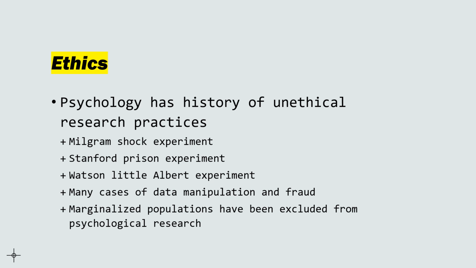Every time the confederate gets it wrong, they're supposed to amp up the voltage, higher and higher. Again, the confederate is not actually being shocked, but the participant doesn't know that, because the confederate is a trained actor who acts like they're being shocked, acts like they're in pain. They're supposed to ramp it up, at the very end, to the highest setting that could potentially be deadly. They even have a warning on the dial, like if you get to this level, this could be lethal.